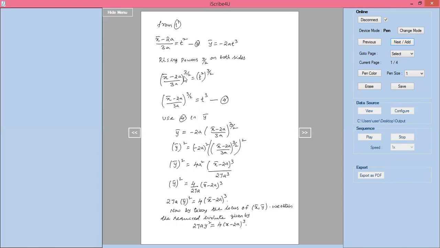If you raise powers 3 by 2 on both sides, we get x bar minus 2a divided by 3a whole power 3 by 2 equal to t square whole power 3 by 2, which gives the t cube value. I substituted this t cube value in the y bar equation and simplified. After simplification, I got y bar square equal to 4 divided by 27a into x bar minus 2a whole cube. I remove the x bar and y bar locuses. This is the required evolute. X bar and y bar is the involute. This is the evolute: 27a y square equal to 4 into x minus 2a whole cube, which is the required evolute.